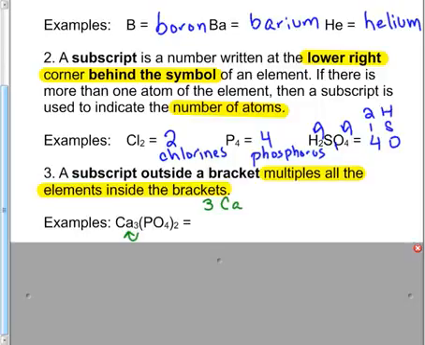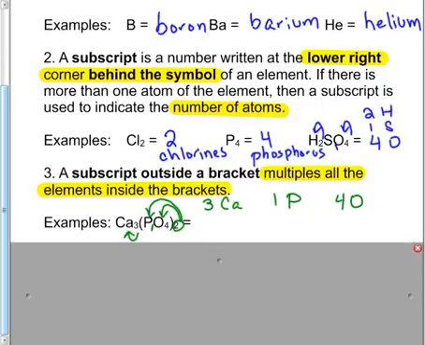Now inside the brackets, we have the element P and the element O. Again, we know it's a capital P and a capital O, so they must be different elements. The P doesn't have a number, so the number must really be a 1. So we have 1 phosphorus inside the brackets, and we have 4 oxygens inside the brackets. Well, the 2 that is hiding outside of these brackets multiplies both the O and the P. It distributes into every single element.